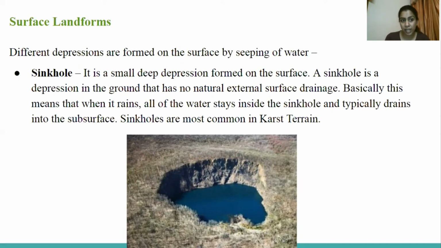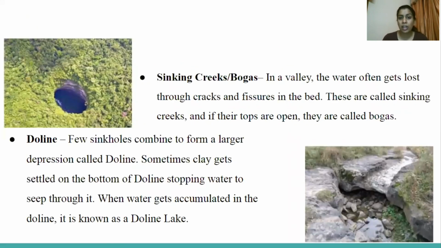terrain. The next is sinking creeks or bogs. In a valley, the water often gets lost through cracks and fissures in the bed. These are called sinking creeks, and if the tops are open, they are called bogs. Doline. A few sinkholes combine to form a larger depression called a doline. Sometimes clay gets settled on the bottom of a doline, stopping water from seeping through it. When water accumulates in the doline, it's known as a doline lake.